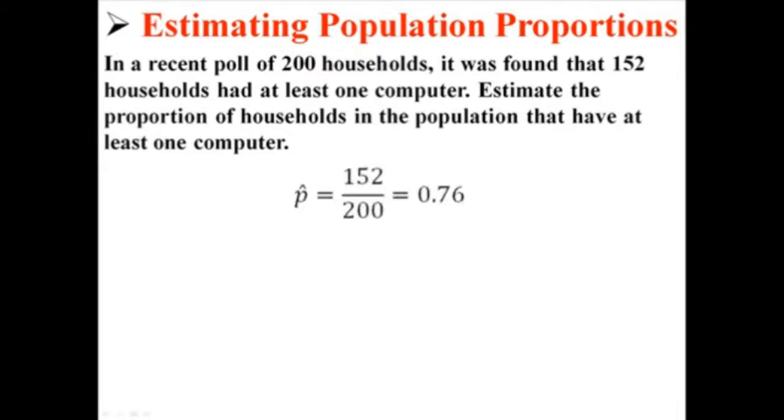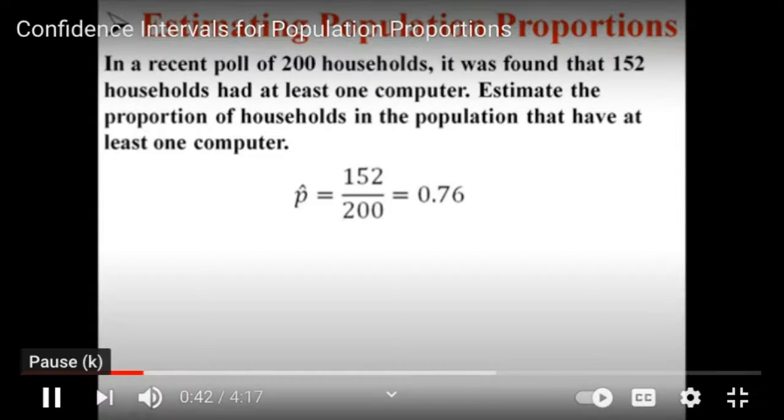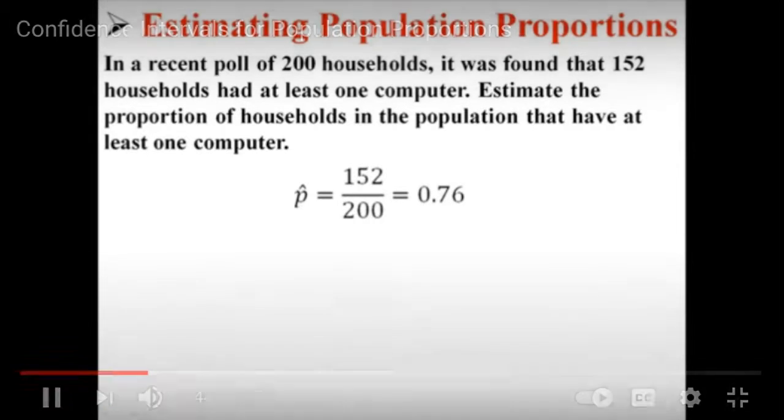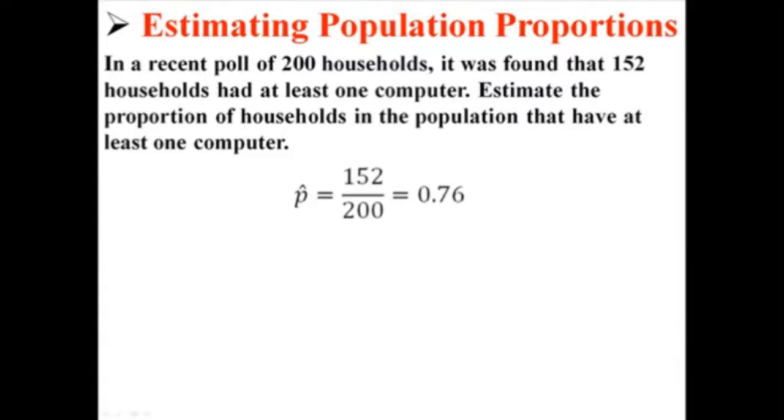Now, our sample proportion is pretty easy to find. It's just x over n. Okay, so if you recall doing proportions, we have the number that was found, 152, the total 200. To figure out the proportion, 152 divided by 200 equals 0.76. Or 152 over 200, and we find 0.76. That means in our sample, 76% of the households have at least one computer.